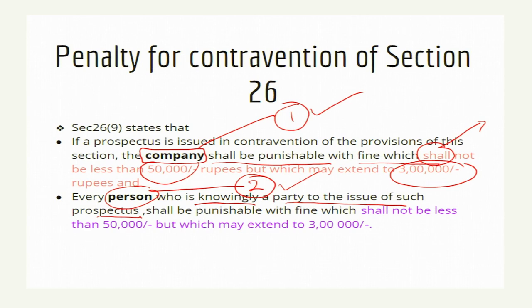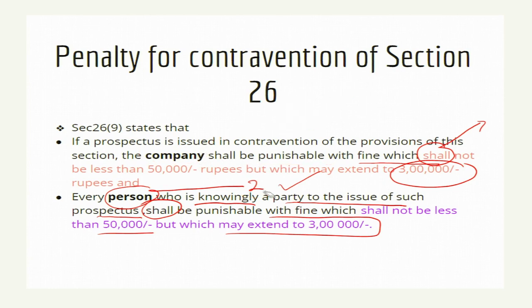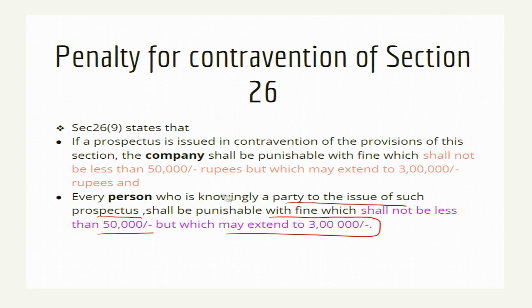Who knows this fact? The facts are wrong. Who knows these facts do not serve the legal purpose? So, shall be punishable, there also we use the word shall. Shall be punishable with fine which shall not be less than 50,000 rupees, but which may extend to 3 lakh rupees. So, the major points to remember and note: one is that the person is also liable, second is that the company is also liable. Both liabilities arise in case of any contravention of Section 26. So, Section 26 is a mandatory obligation on the part of the company and on the part of the individual.